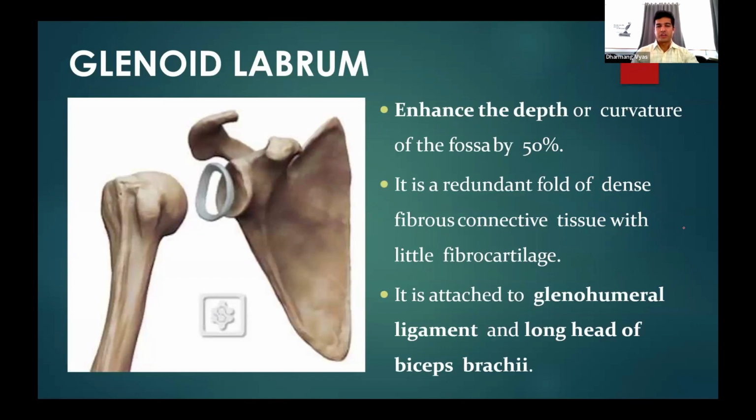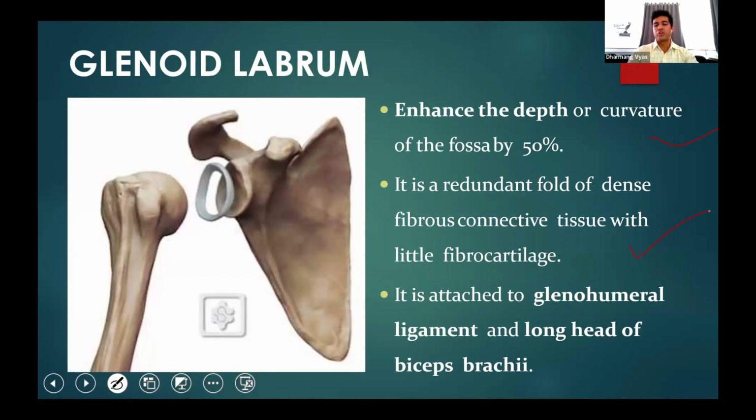Glenoid labrum. The glenoid labrum is an important structure which helps to provide stability to the head of the humerus. As we know, the head of the humerus is 3 times larger compared to the glenoid cavity. So how do we get the stability? It is by the labrum. The primary stability comes from the labrum. It enhances the depth of the fossa by 50%. It is a radiolucent fold of dense fibrous connective tissue with little fibrocartilage. This is the anatomical composition of your glenoid labrum.